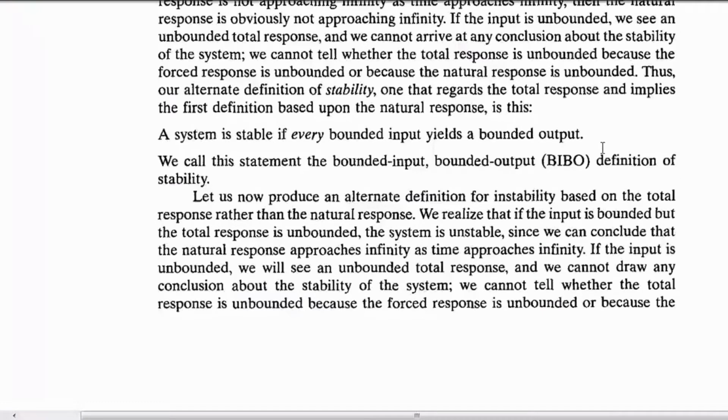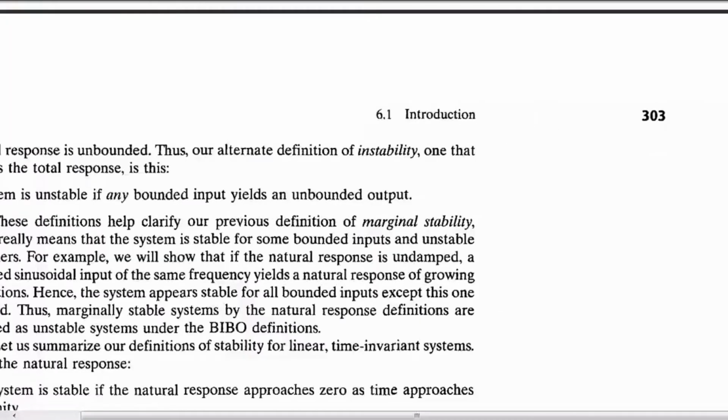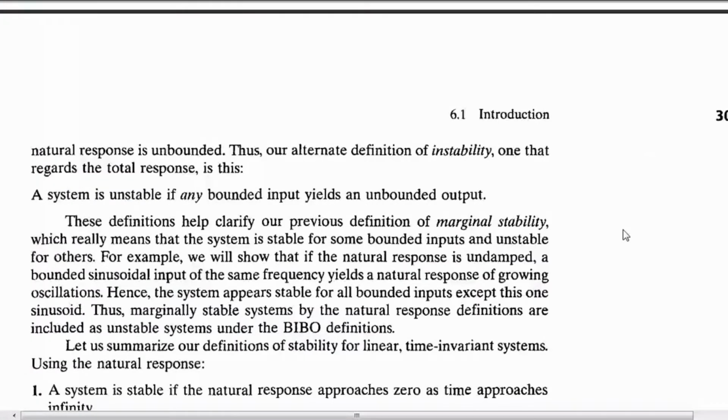Okay? So we will study this in this chapter, and we will see whether the system is stable or unstable. A system is unstable if any bounded input yields an unbounded output. अगर कोई सिस्टम जिसकी इनपुट बाउंडेड है, if it gives you an unbounded output, then the system will be unstable.